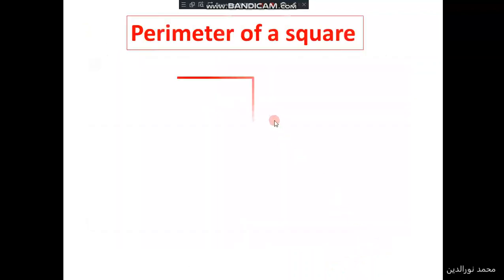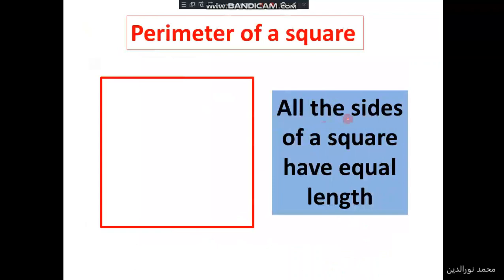Perimeter of a square. Imagine we have a square. We know that in a square all the sides have equal length. All the sides have the same length, 3 centimeters. So the rest will all be 3 centimeters.